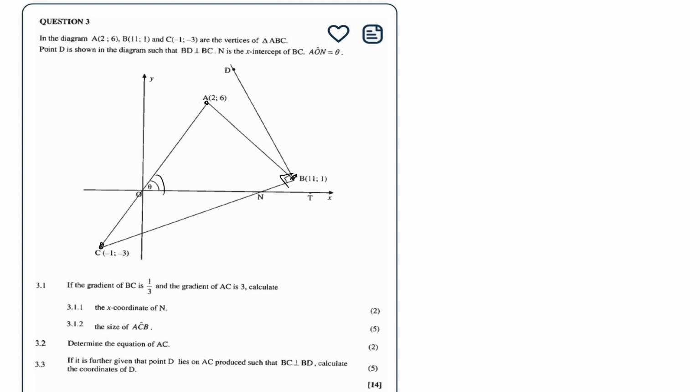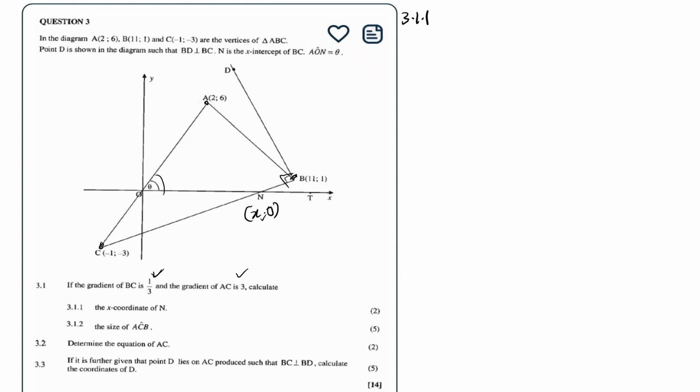Angle A-O-N is equal to theta. If the gradient of BC is 1/3 and the gradient of AC is 3, calculate the x-coordinate of N. Here we have our x, because N is the x-intercept, and our y is 0. So for 3.1.1, the x-coordinate of N, we can use the gradient formula.